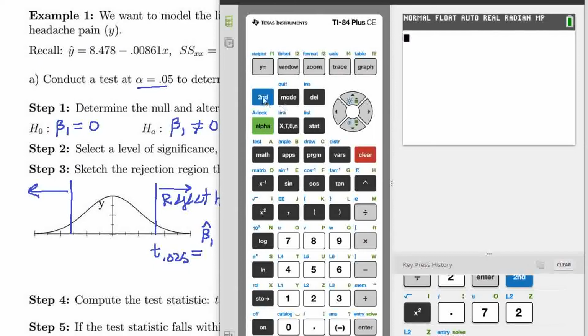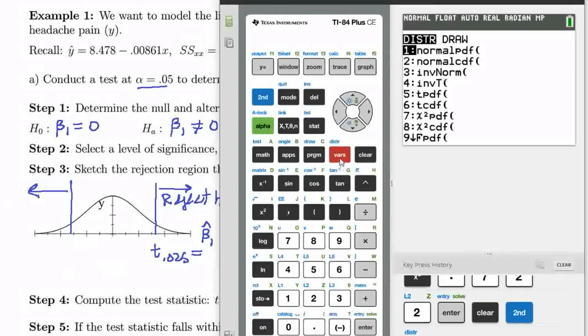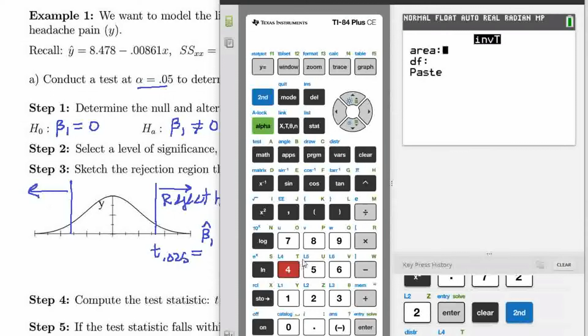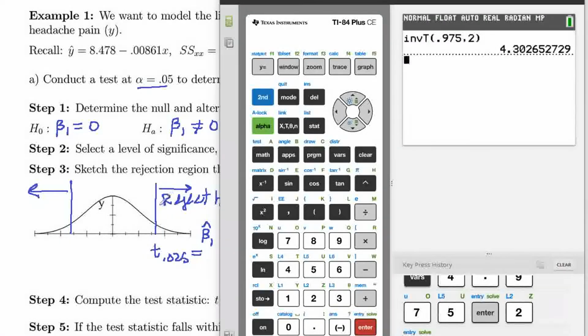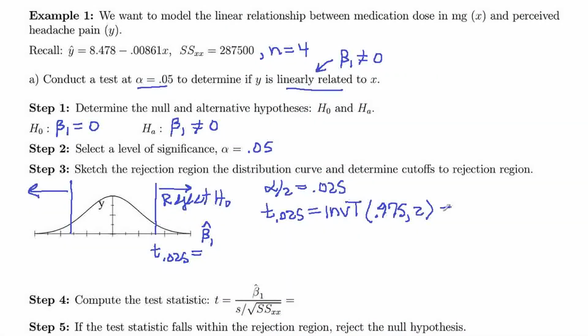And so we want to do second variables to go to the distribution menu. Inverse t is number 4. Our area 0.975. Degrees of freedom 2. 4.303. So 4.30 to 2 decimal places. So this would be 4.30. And then negative t.025 is going to be negative 4.30. So I haven't drawn that to scale, but plus or minus 4.30.